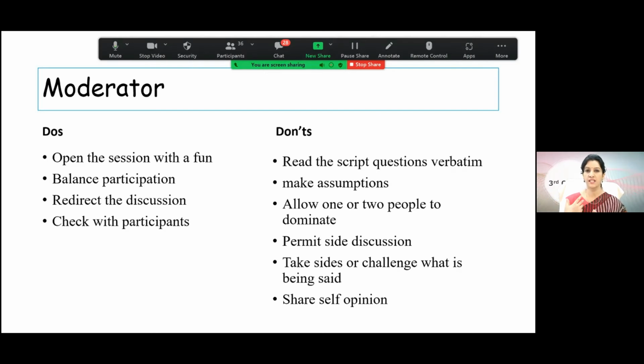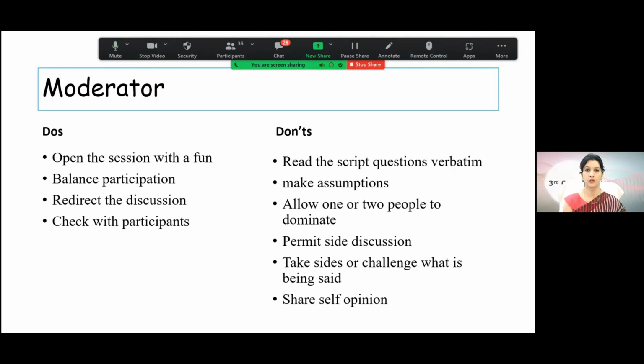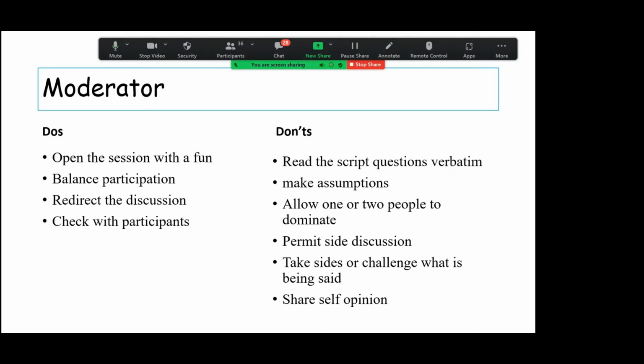So just by saying that it's a focus group discussion, we cannot say that it is a group. Group formation starts when the people start interacting among themselves, and then the actual content starts coming.